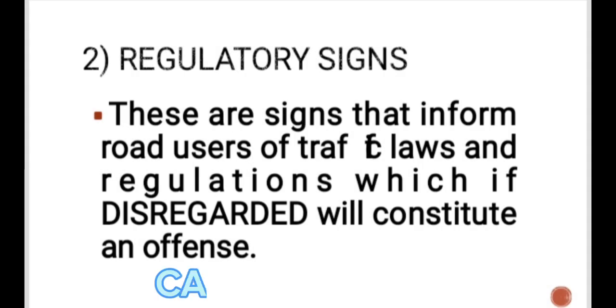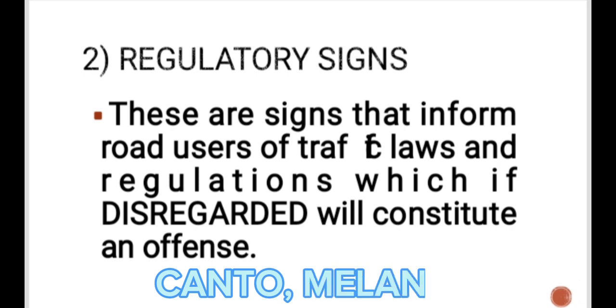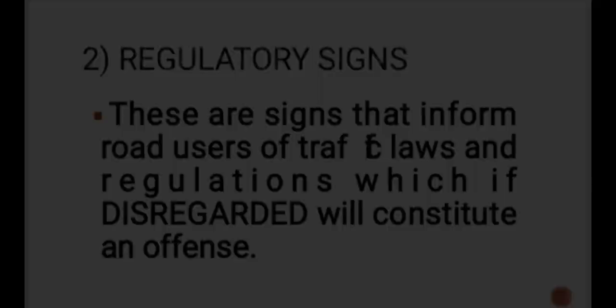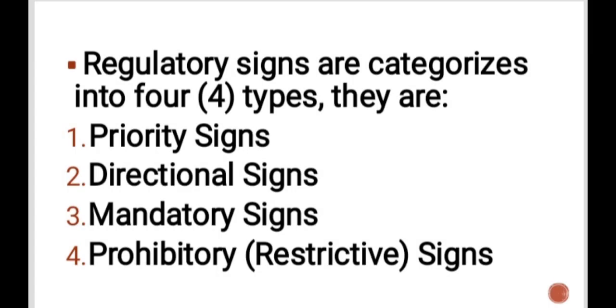And next is regulatory signs. These are signs that inform road users of traffic laws and regulations, which, if disregarded, will constitute an offense. Regulatory signs are traffic signs that regulate traffic by giving directions that must be obeyed. They are used to help road users drive safely by reinforcing traffic laws and regulations. And regulatory signs are categorized into 4 types. They are priority signs, directional signs, mandatory signs, prohibitory or restrictive signs.